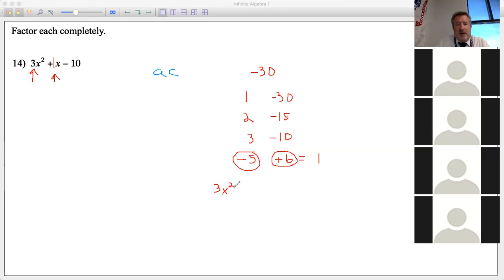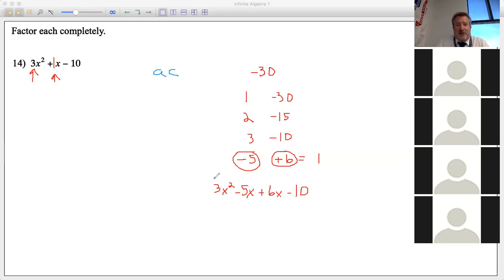The first number is minus 5, so minus 5x. The second number is plus 6, so plus 6x. Together, those added together would be positive 1x, so I really haven't changed anything, minus 10. All I did was take that original trinomial and rewrite the middle term as minus 5x plus 6x. Now, I got it through this process up here.